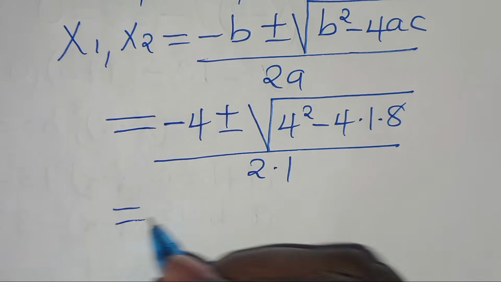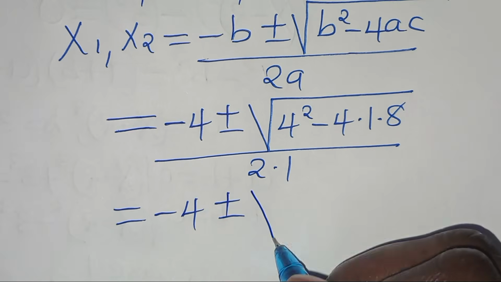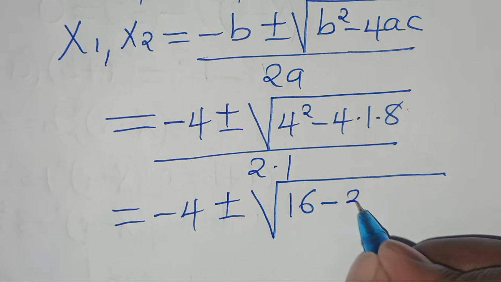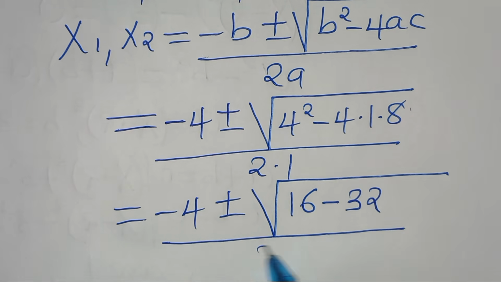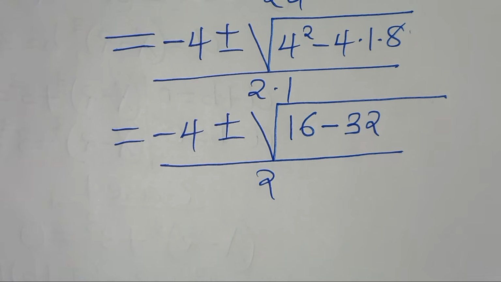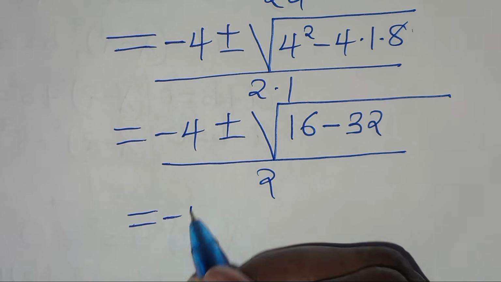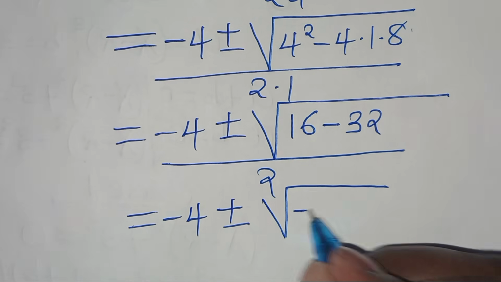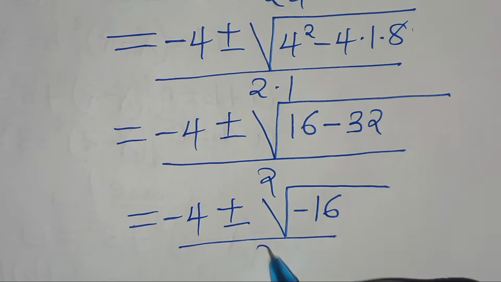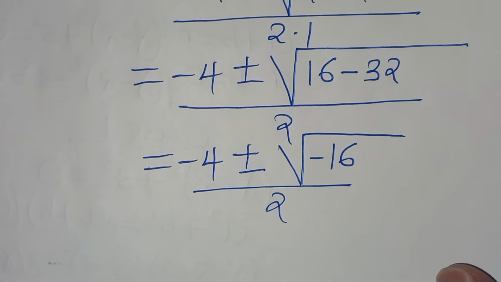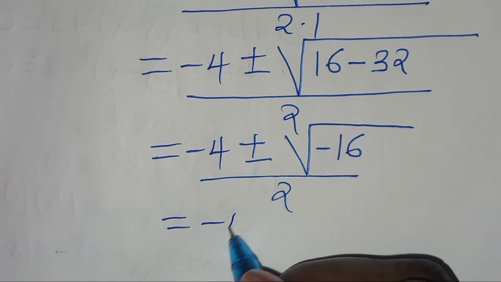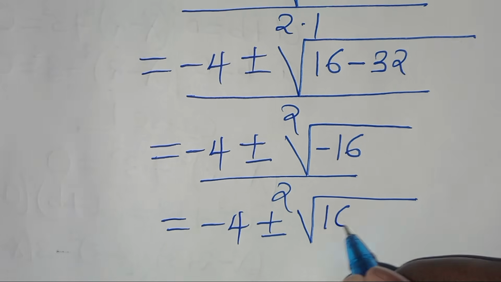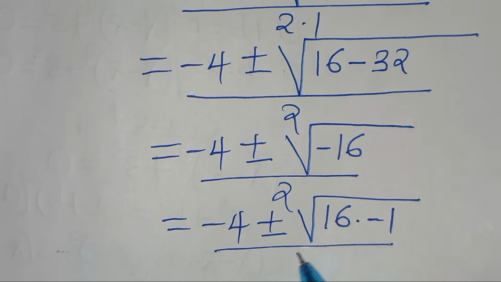Now, here we have minus 4 plus or minus the square root of 4 squared, which is 16, minus 4 times 8, which is 32. So we have 16 minus 32, which is minus 16, divided by 2. And this implies that we have minus 4 plus or minus, we can express the square root of minus 16 as the square root of 16 times minus 1, then divided by 2.